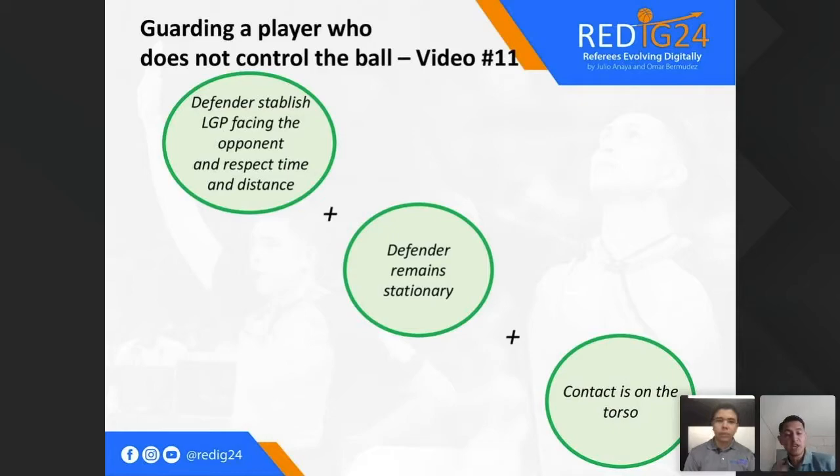So it doesn't mean just the elbow. It doesn't mean just that I create a contact with the arm. It is all the facts that we need to have at the end of the play. Here we have a question about verticality.